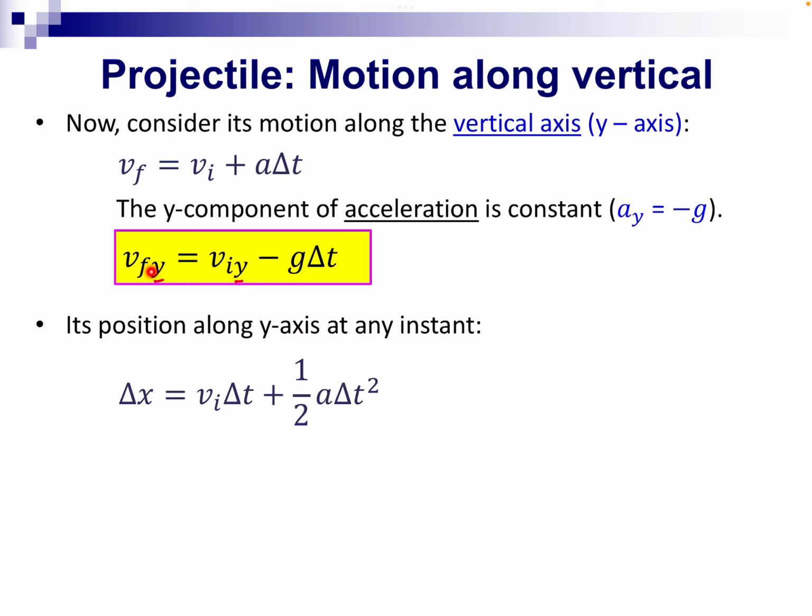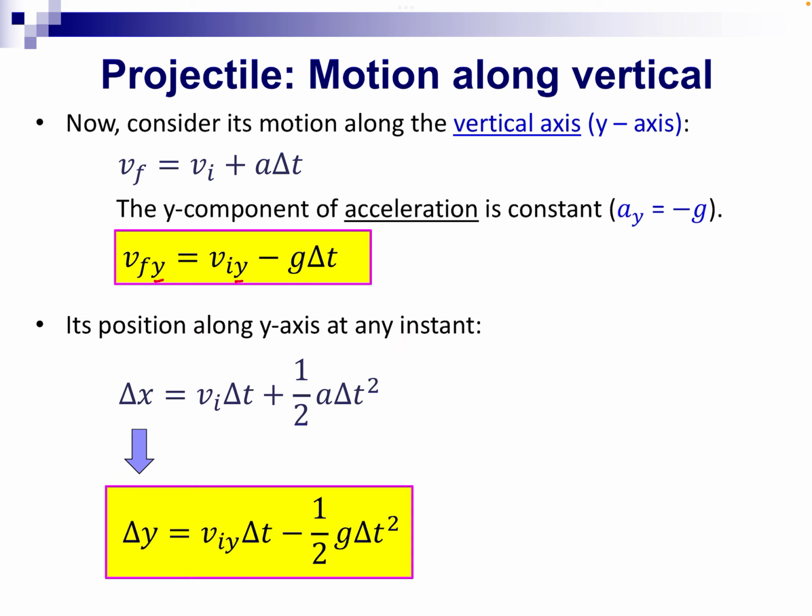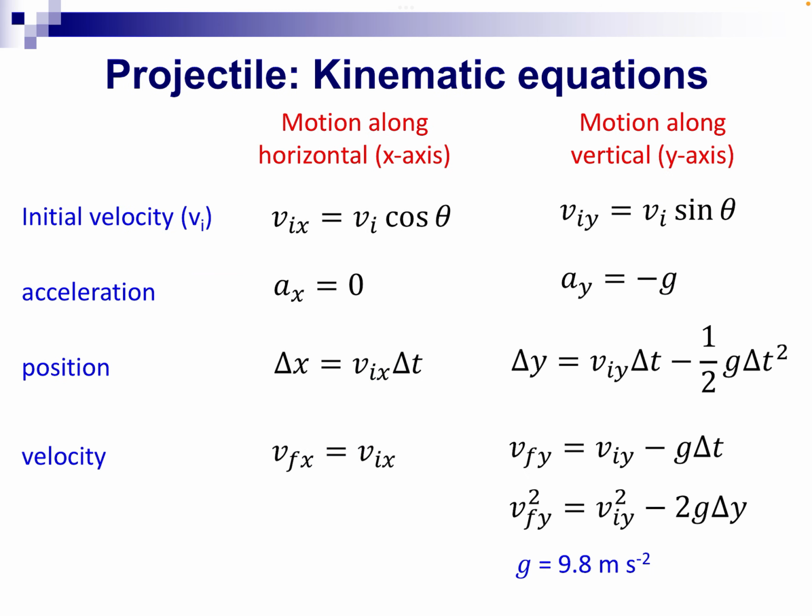And this equation allows us to calculate the velocity of the projectile along the y for any given instant of time. For its position along the y-axis, I can simplify that by changing a to gravitational acceleration negative g. Again, we put negative because gravitational acceleration is always pointing downwards. Likewise, the subscripts y indicate that we are looking only at the vertical component of motion. So we can use the same kinematic equations that we learned before, except that we separate the motion along the horizontal and the motion along the vertical axis.